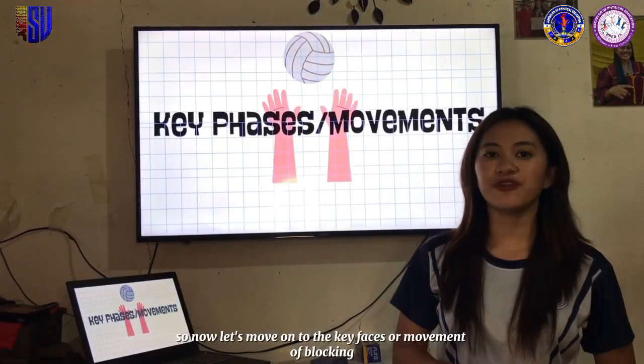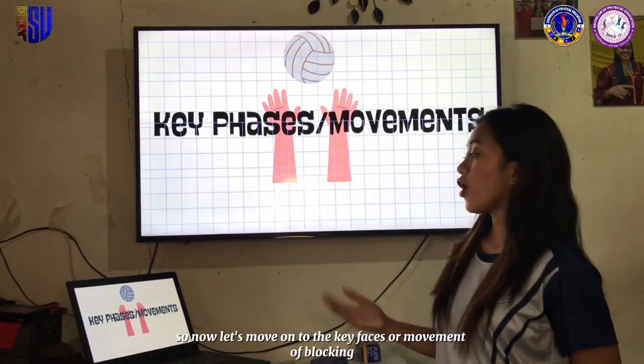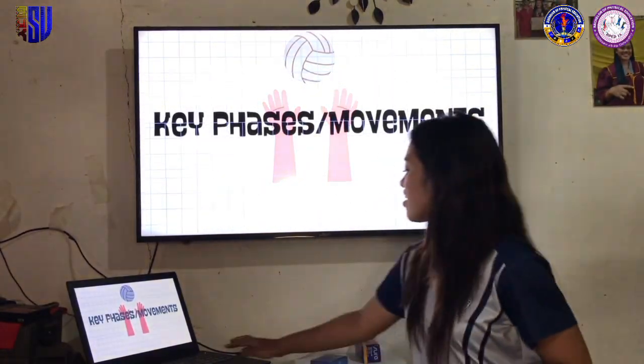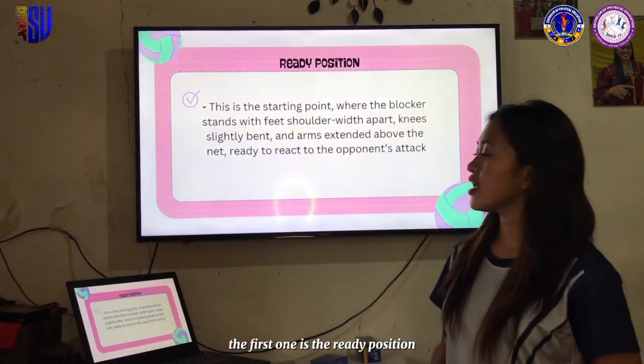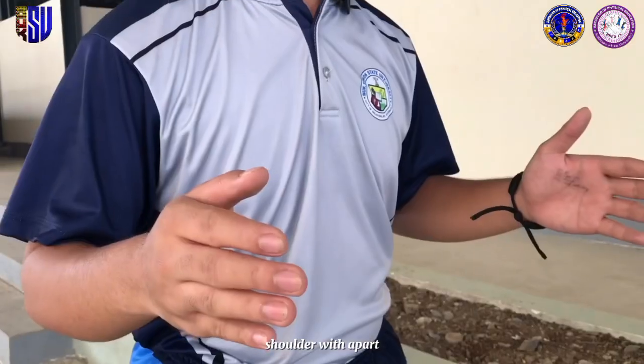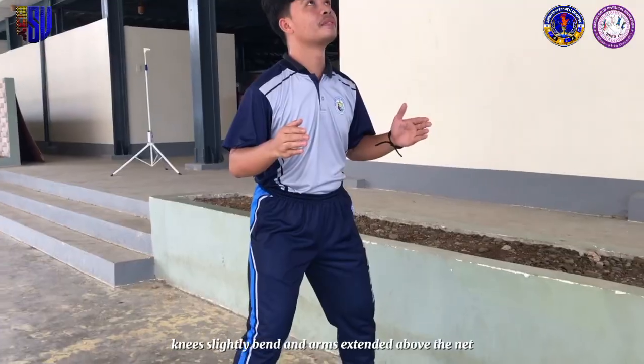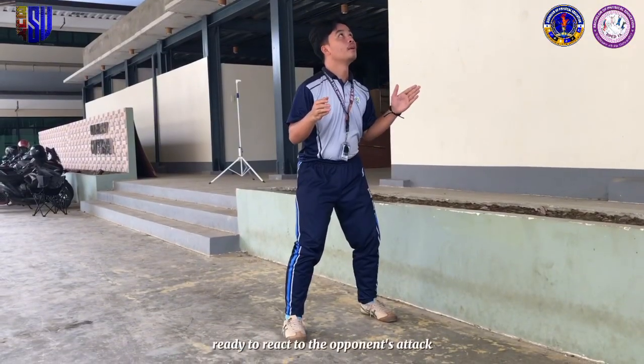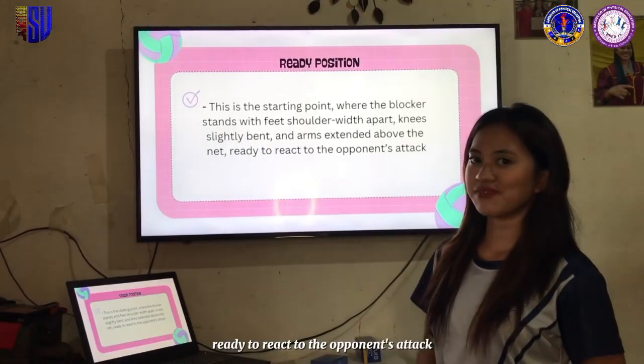So now let's move on to the key phases or movements of blocking. The first one is the ready position. This is the starting point where the blocker stands with feet shoulder width apart, knees slightly bent, and arms extended above the net, ready to react to the opponent's attack.